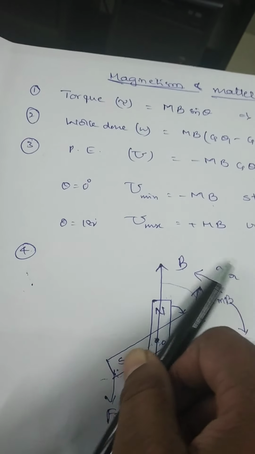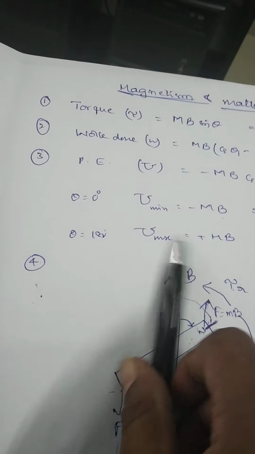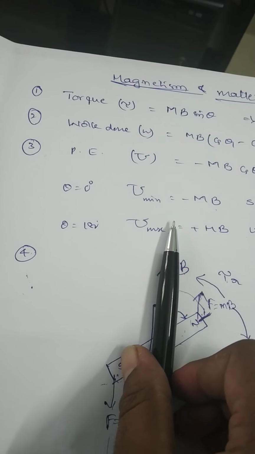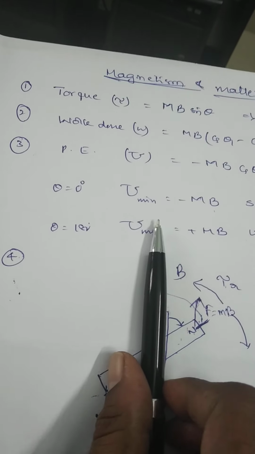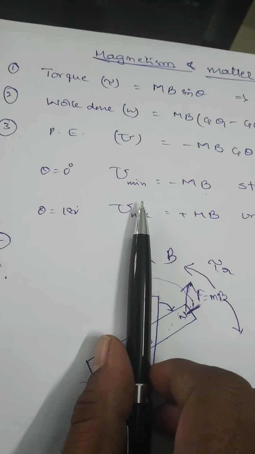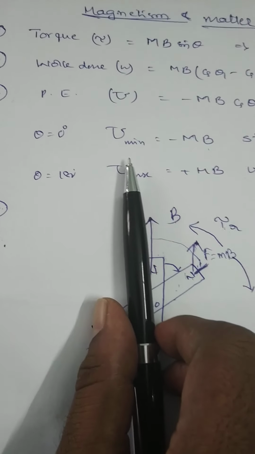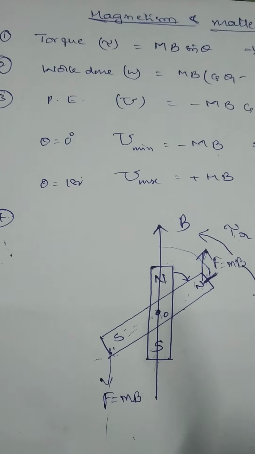Simple harmonic motion. Let us prove that the motion of the needle about the point B is simple harmonic motion, and also we'll derive the formula for time period as well as frequency of the dipole in the uniform magnetic induction field.